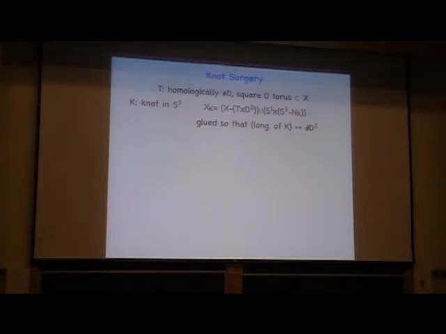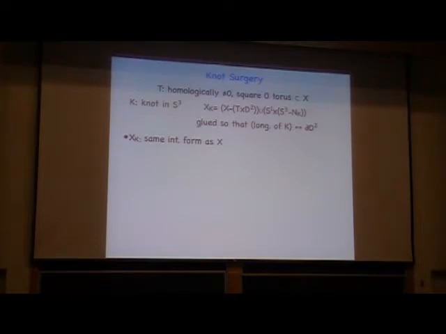The simplest example of this is when you take S1 times the complement of a knot in S3. So that's a homology torus. So if you remove the neighborhood of a torus, this square zero torus from your manifold, and now glue back S1 times the complement of the knot in such a way that the longitude of the knot is identified with what you had, this boundary D2, then you don't change the homology of the manifold at all.